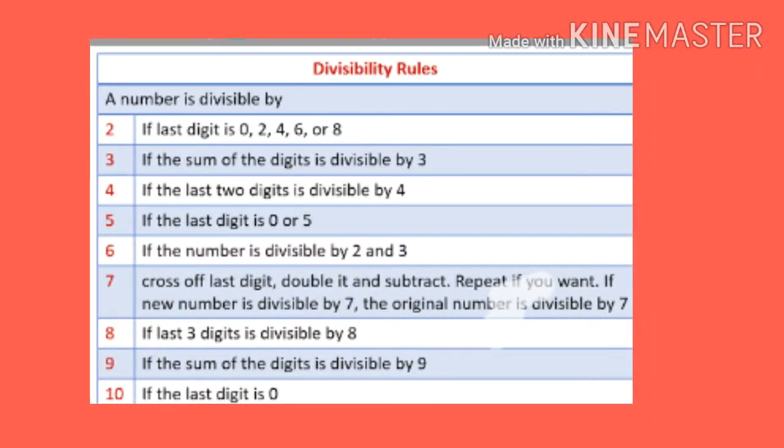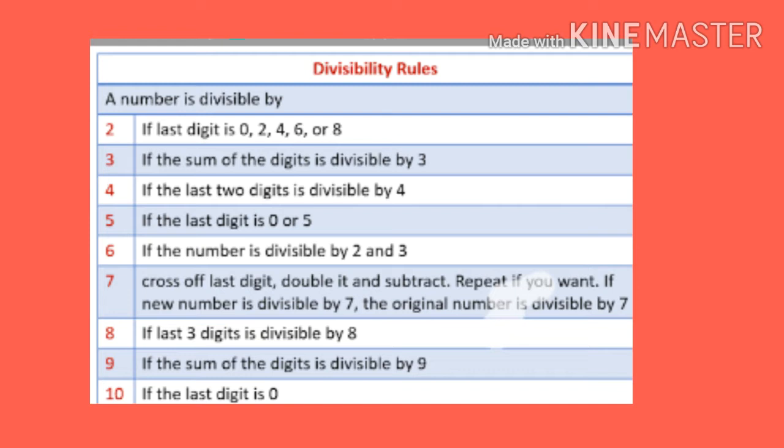The rule of 2: if the last digit is 0, 2, 4, 6 or 8, that means the number at ones place should be 0, 2, 4, 6 or 8. The rule of 3: if the sum of the digits is divisible by 3, that means whatever number is given, the digits of that number should be added, and after adding, whatever answer we get should be divisible by 3.